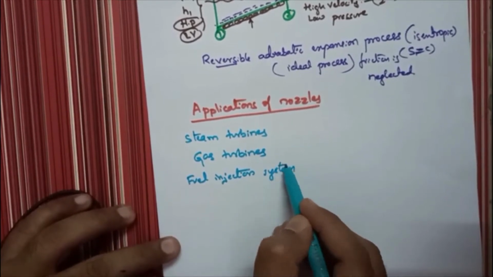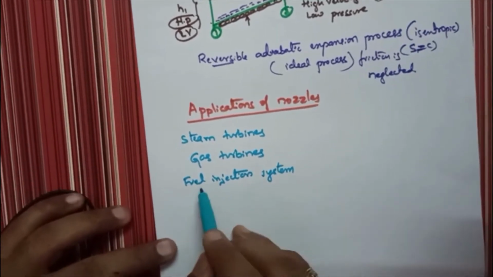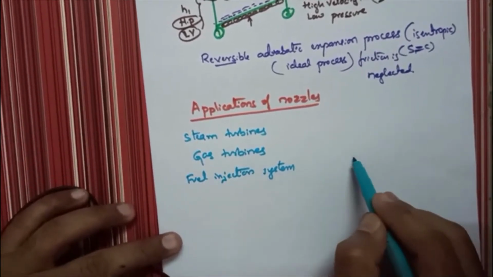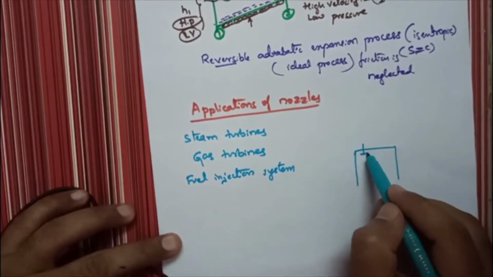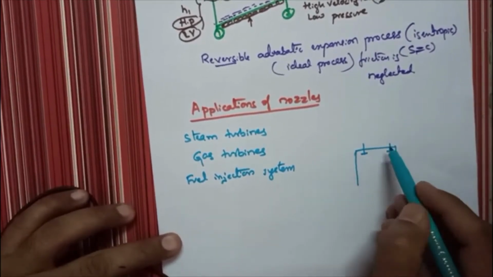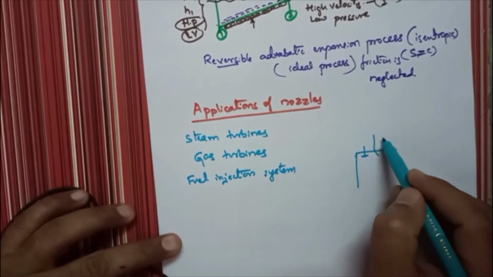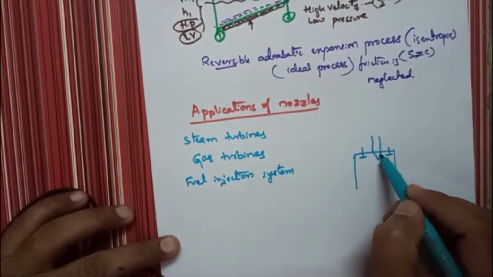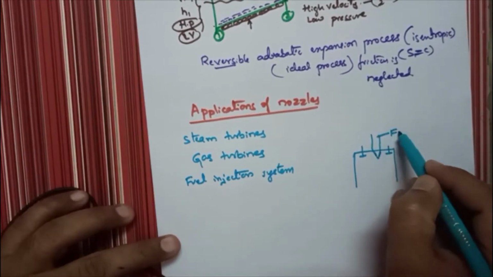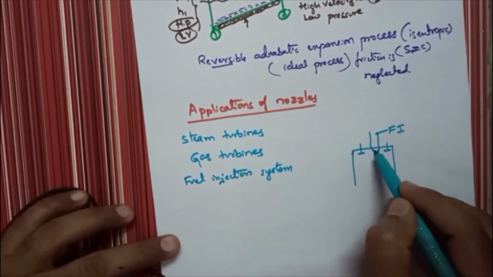We will discuss one by one, with examples also. Fuel injection system, for example, if you consider a diesel engine, there will be an inlet valve and an exhaust valve, and there will be a fuel injector. At the tip of the fuel injector, a nozzle is attached.